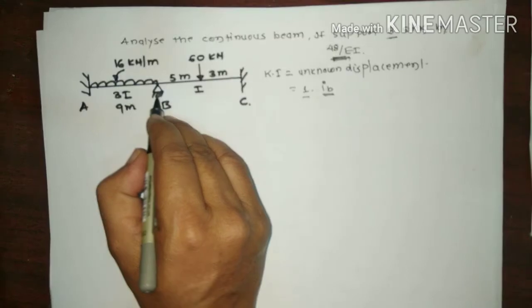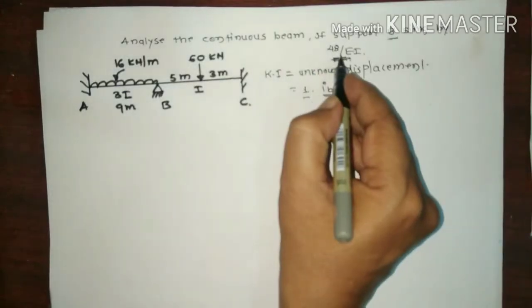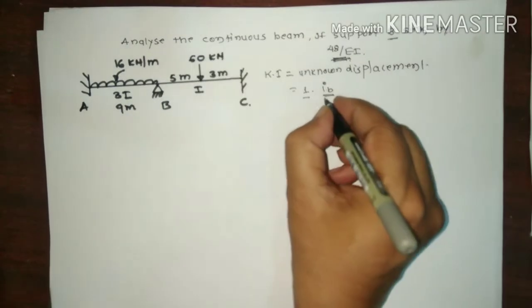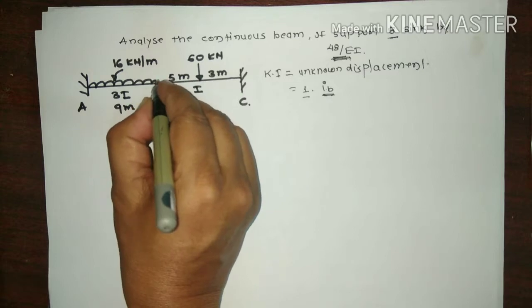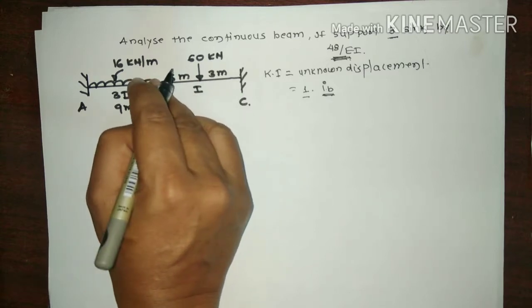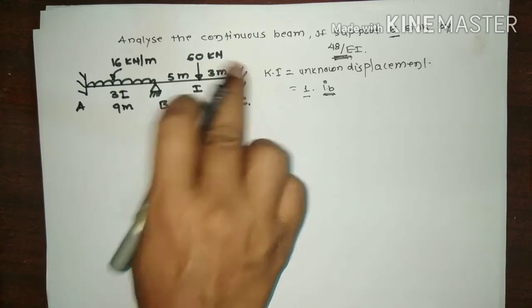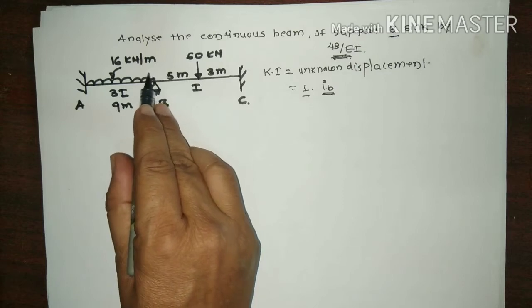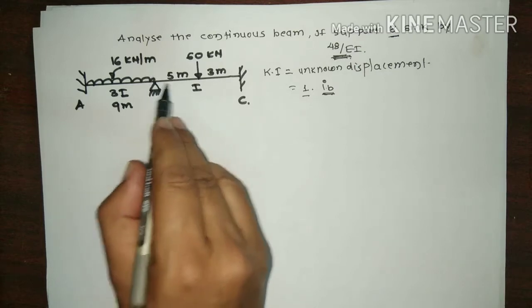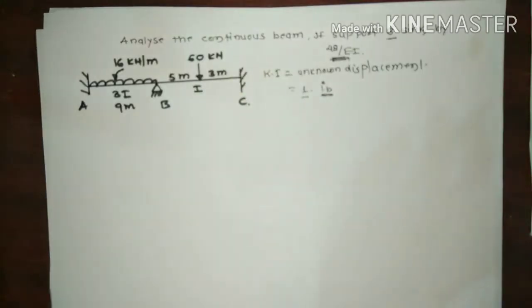Horizontally, this is a hinge support, so it is not possible. Vertically, a sinking of support is given. So the unknown displacement is only the possibility of rotation at support B. This support is fixed, this support is fixed, so no rotation, no sinking. So this is the only possibility because of the hinge support, and always an internal support has rotation only.